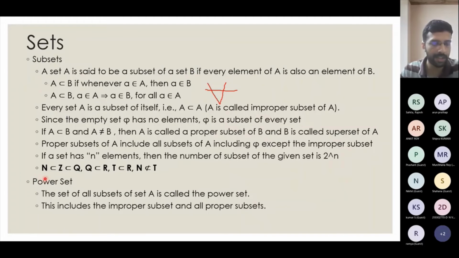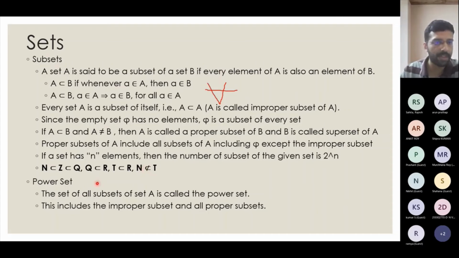So like that, if we relate to our mathematical example that we saw just now, we can see that natural numbers are a subset of integers, which are a subset of rational numbers, and rational numbers are a subset of real numbers. The rational numbers are a subset of real numbers, but natural numbers are not a subset of irrational numbers. So like that, we can define definitions between different types of sets.